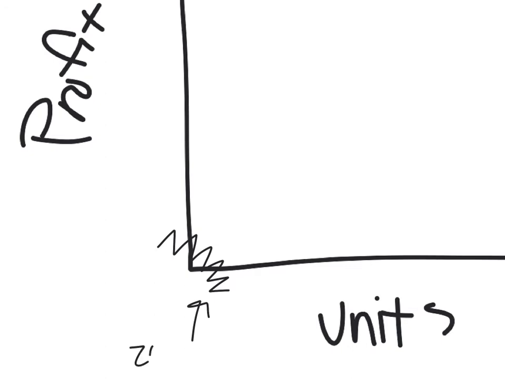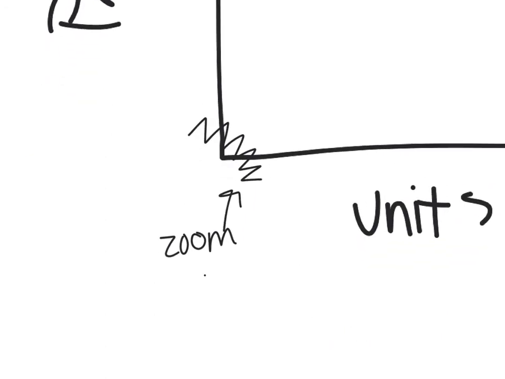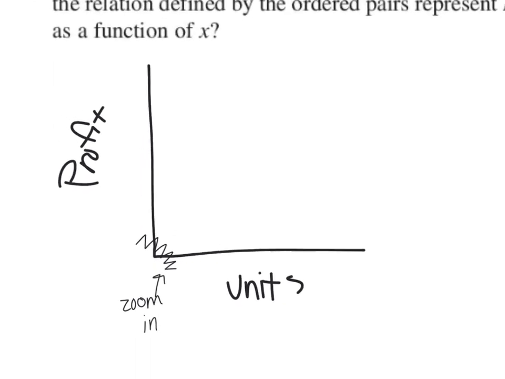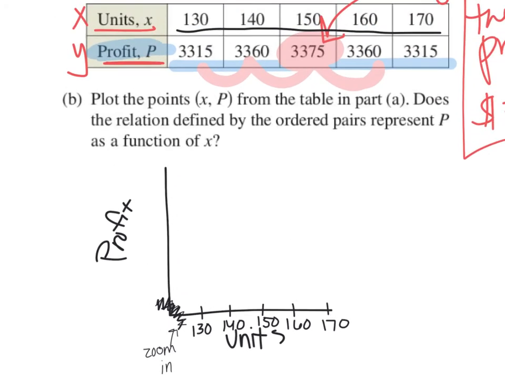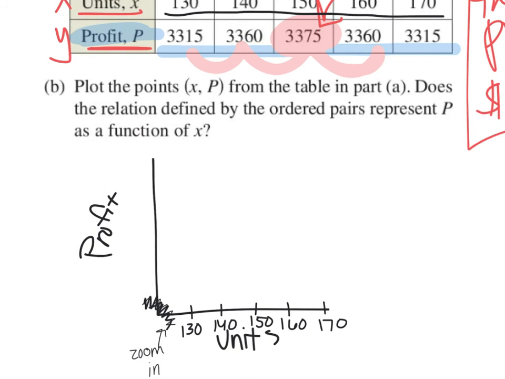So this is kind of showing like you're zooming in, because then what that allows us to do is start our graph where our information starts. So I can say, well, this is 130, 140, 150, 160, and 170. Okay. If you don't show that you're cutting anything off, this would not be a good scale. We should start at 0, but if you don't want to start at 0, you can put that little zigzag and show that you're zooming into your graph. So then the profit goes from 3,315 to 3,375. So we could go by increments of 15, I suppose.